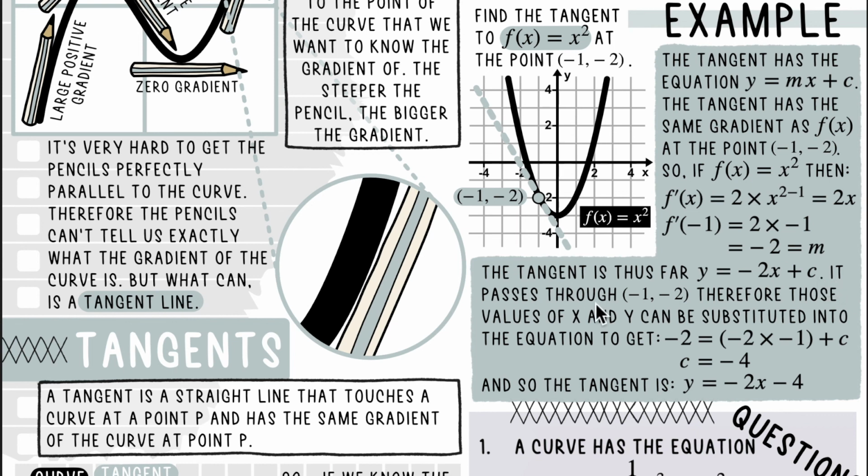Since the tangent line passes through the point (-1, -2), these values of x and y, i.e. x equals minus 1 and y equals minus 2, are solutions to the tangent equation, i.e. we can substitute these values of x and y into this equation and therefore find the value of c. And that's what I've done here. I've substituted those values and I get c equals minus 4. Therefore, the tangent is y equals minus 2x minus 4.